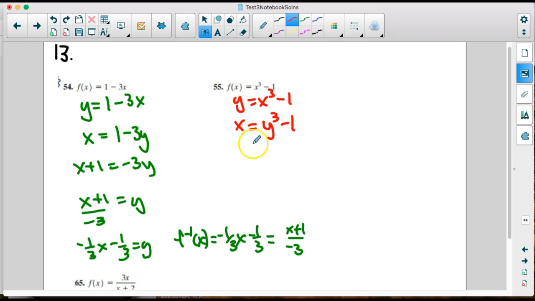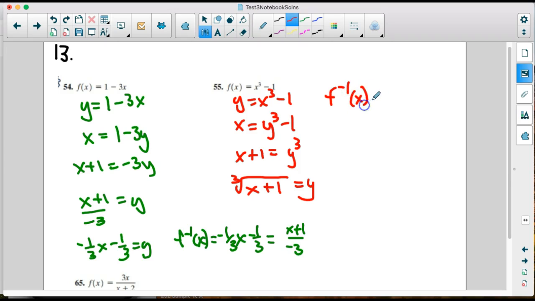So we would add 1 to both sides to get rid of this 1 on this side, and we need to undo this cube. So we're going to need to take the cube root of both sides to get the y by itself. So that would be my inverse function, the cube root of x plus 1.